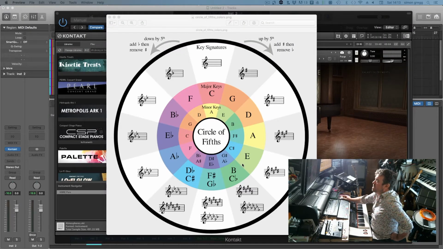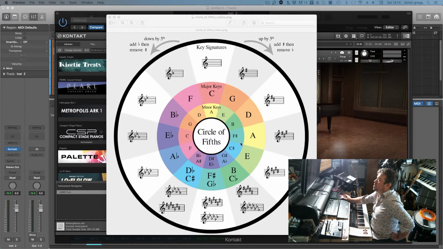But just be aware that there are two names for the key of B: F sharp, C sharp. Or another way you could look at it, another name for D flat, G flat, or C flat.